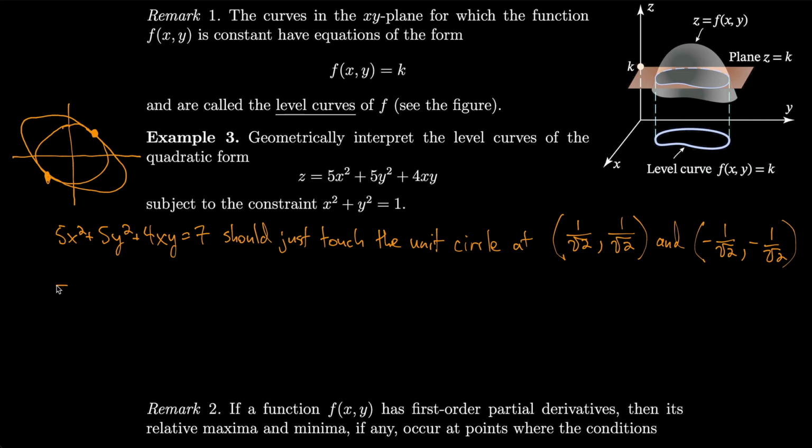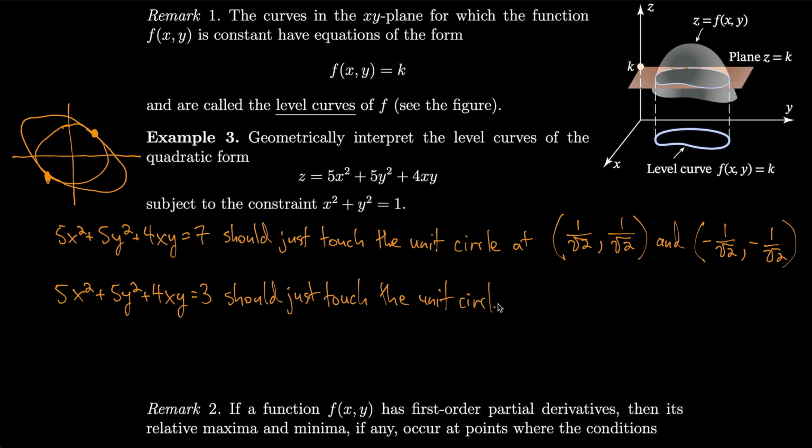Okay, so then how about 5x squared plus 5y squared plus 4xy equals 3? Well, that should similarly just touch the unit circle at, as we calculated, (minus 1 over rad 2, 1 over rad 2), and at (1 over rad 2, minus 1 over rad 2).